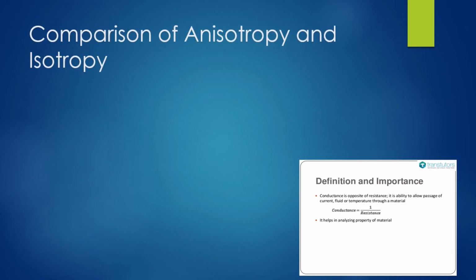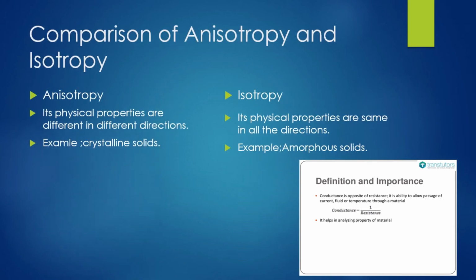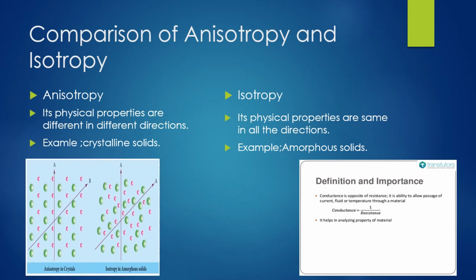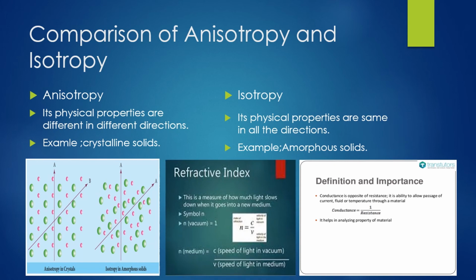Now we are going to see an important property called anisotropy and isotropy. Anisotropy is a property belonging to crystalline solids. Anisotropy is defined as the property where physical properties are different in different directions. Physical properties such as refractive index as well as electrical conductance. So let's see what refractive index is. Refractive index is nothing but a measure of how much light slows down when it goes into a new medium. That's called the refractive index.